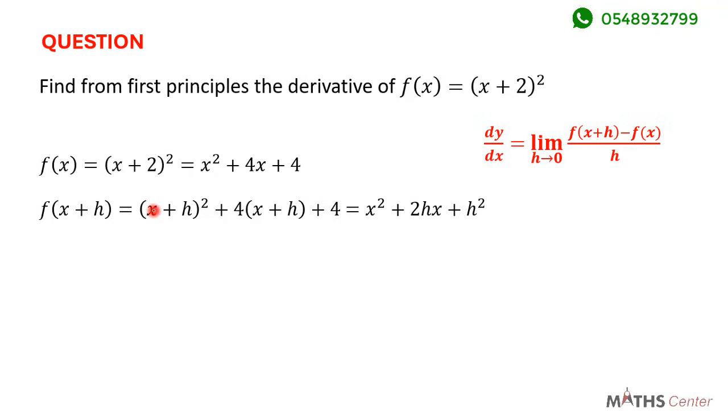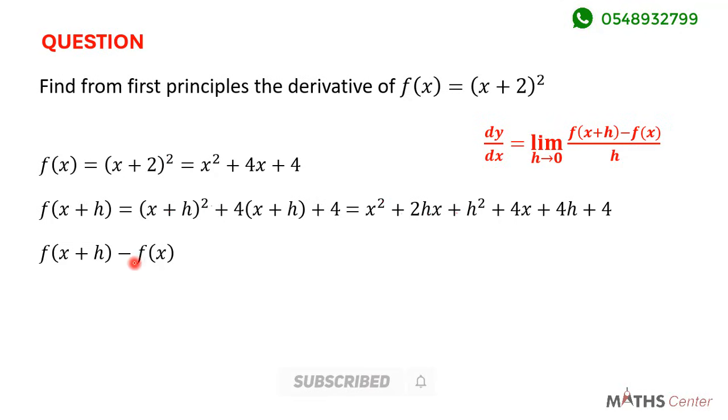When we expand x plus h squared, we are going to have x squared plus 2hx plus h squared. In the lesson on algebraic expressions, we learned how to do these expansions, and that's why I'm expanding them straight away here, because I know you know how to do all of this by now. When you expand 4 into brackets x plus h, you have 4x plus 4h, and then we have plus 4 here.